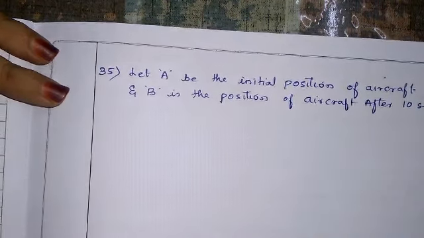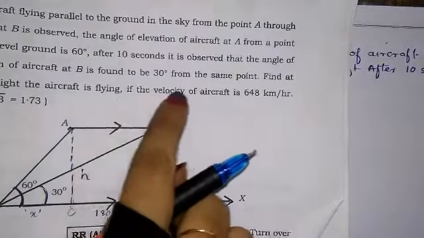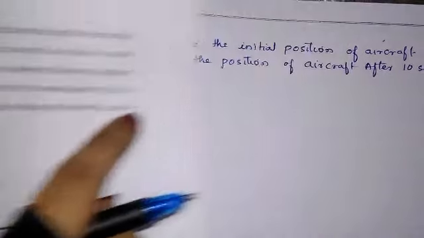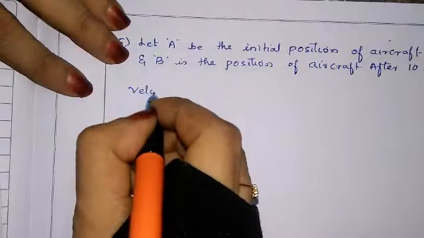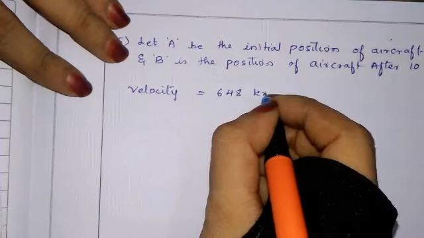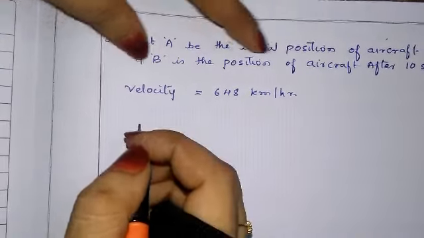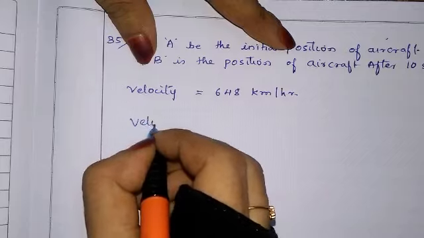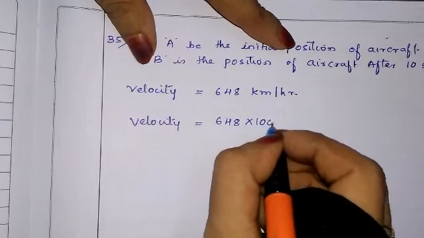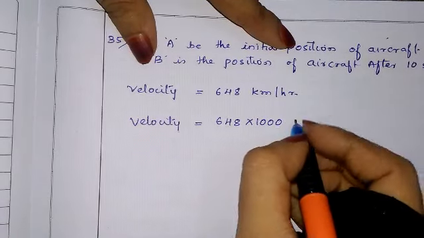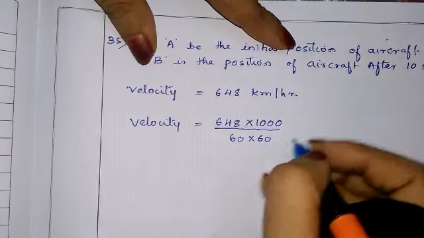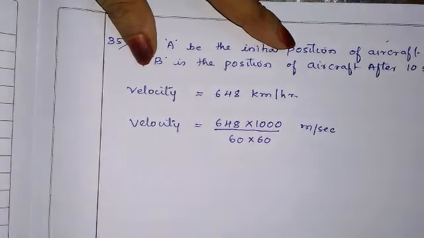That is very important. Next they have told here that the velocity of the aircraft is 648 km per hour. Let us find it in meters per second. Given velocity is 648 km per hour. So now let us find the velocity: 648 into 1000 meters upon 60 into 60 seconds. Meters per second I have converted.